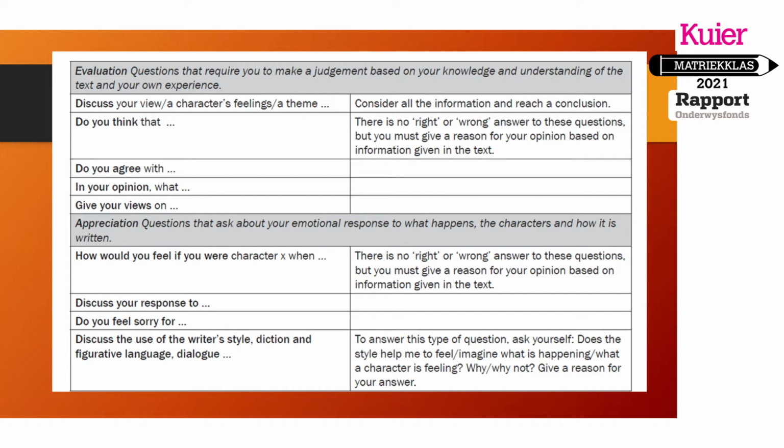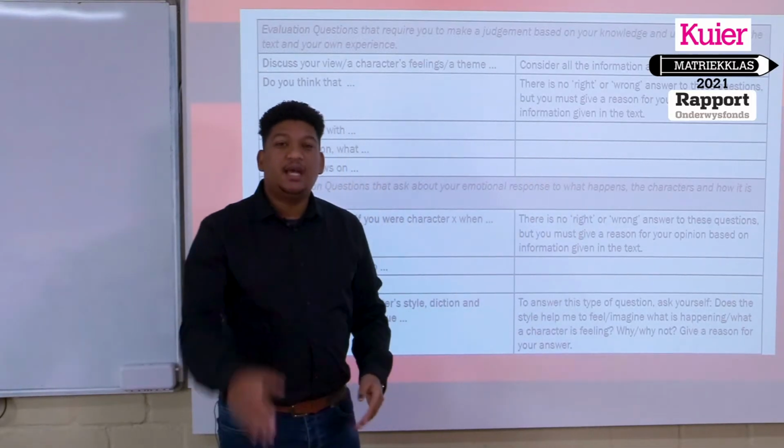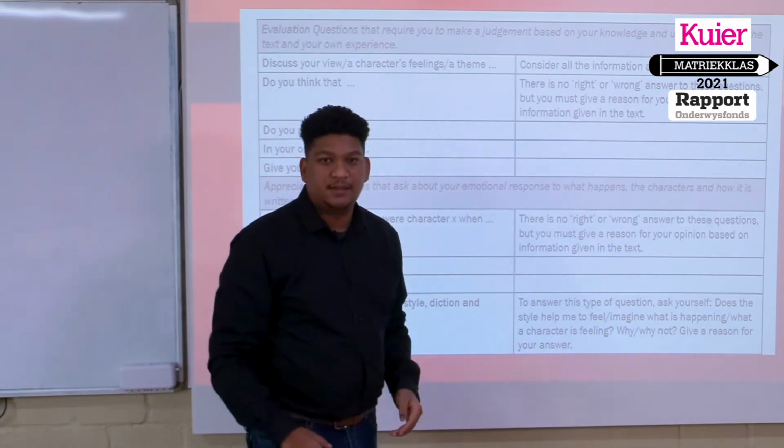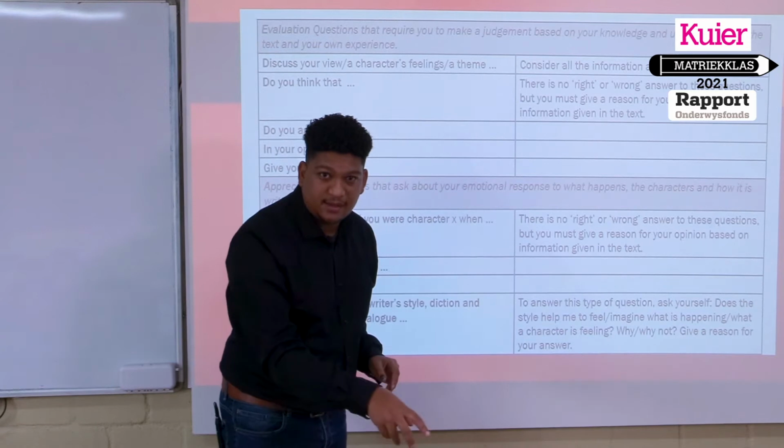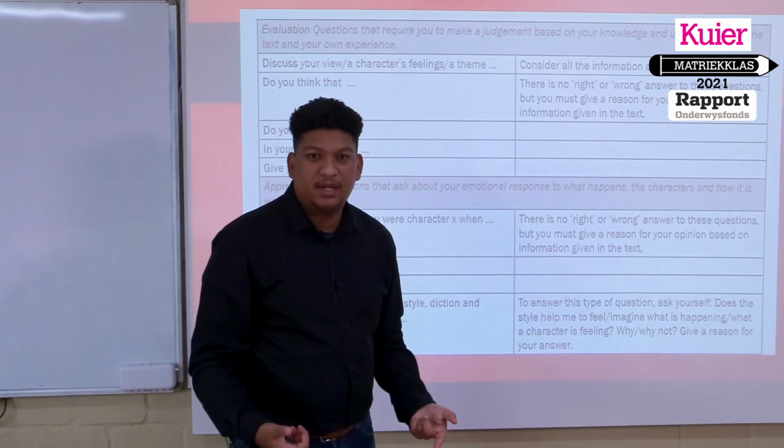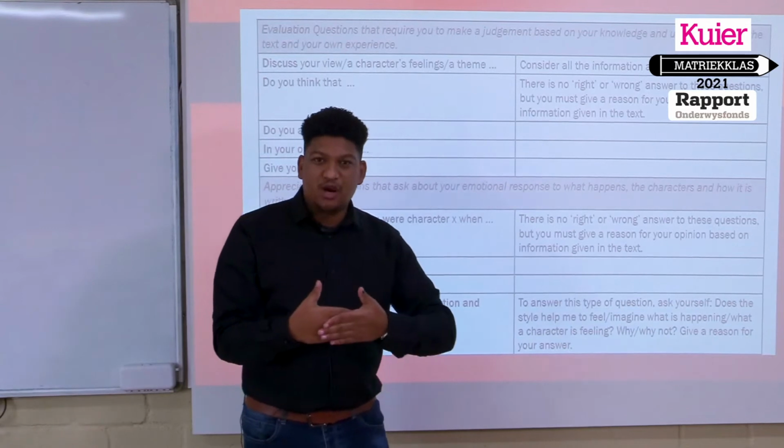Okay? The next one asks you, do you think that? Now, obviously, a question like, do you think that? You obviously have to elaborate. You need to substantiate. Right? It tells us here there's no right or wrong answer to these questions, but you must give a reason for your opinion based on information given in the text. You see, everything I'm telling you is exactly this. It comes back to the text. So do you think this, that, and the other? You must substantiate. Right? It comes back to those yes or no questions.